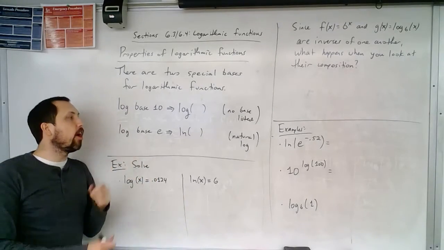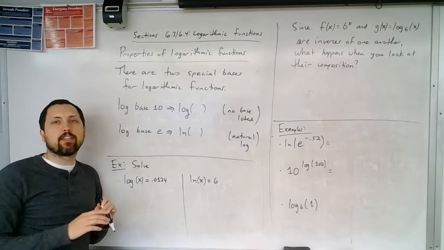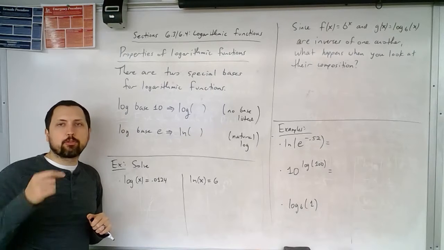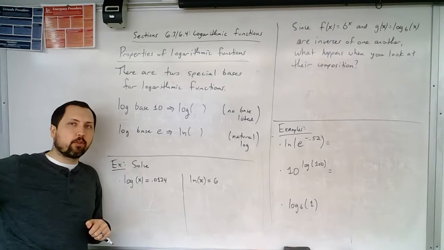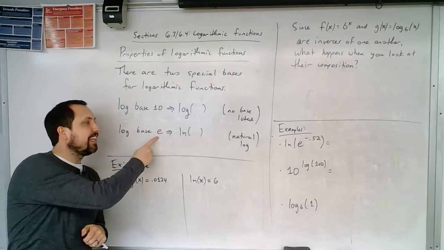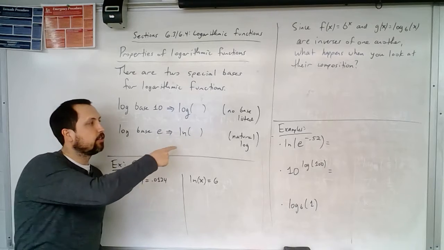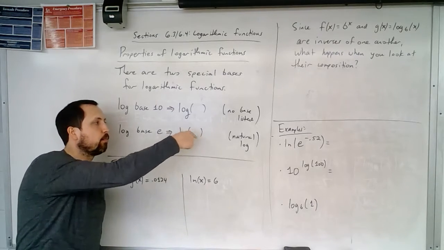Now, the other one is going to be log base e, because e we saw appear in our exponential functions. e was this random constant that was 2.71828 and so on. So log base e, that e tells us that if that's the base, we actually write ln. So this is ln, and then whatever we want.